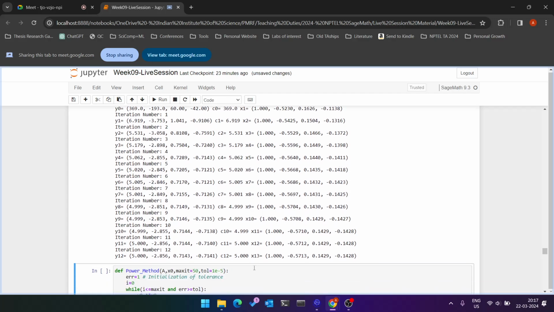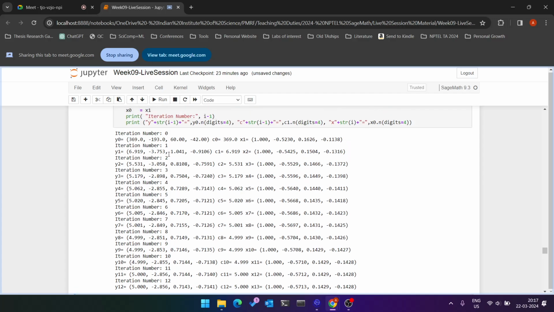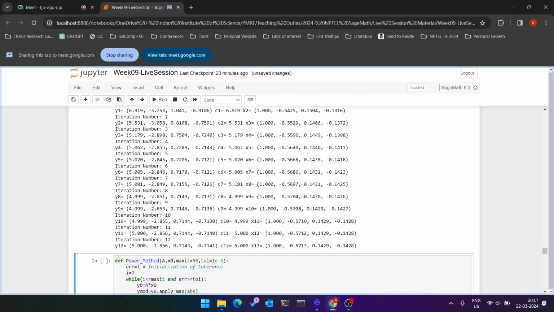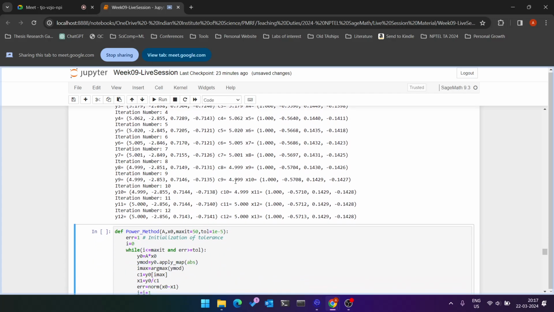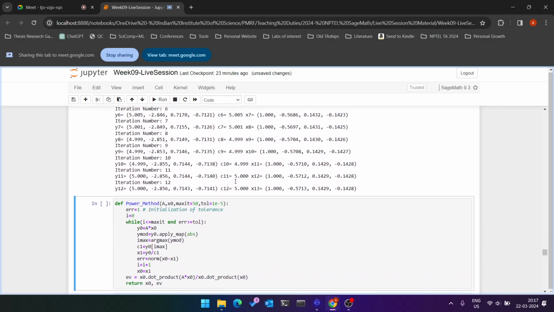Next, for the next iteration, this is the input, which creates y1, from which we get c1 and x2, and so on and so forth. All this happens for 12, 13 iterations.